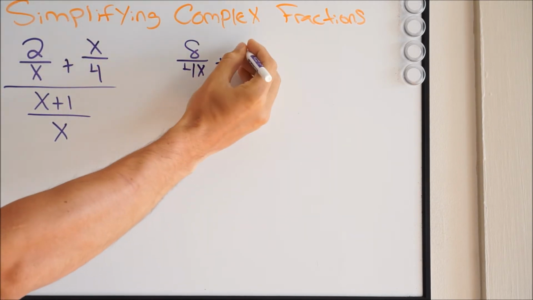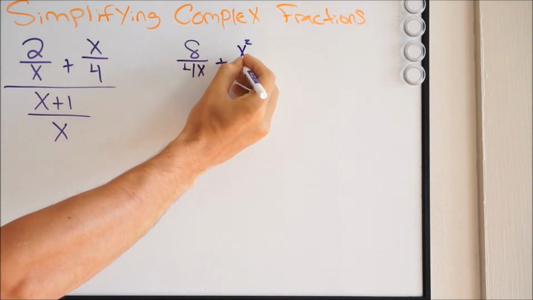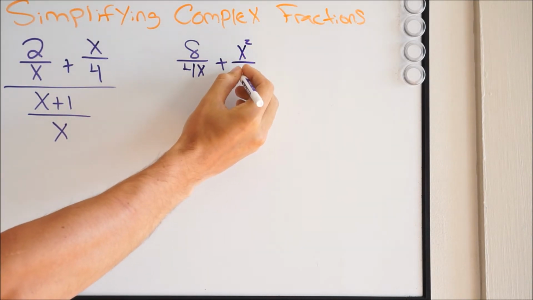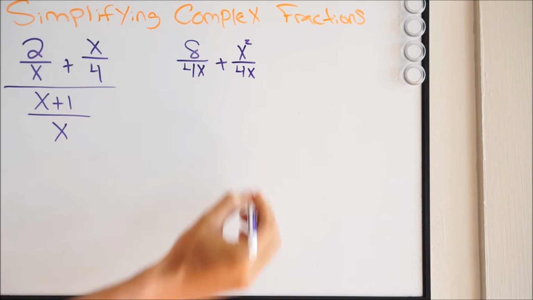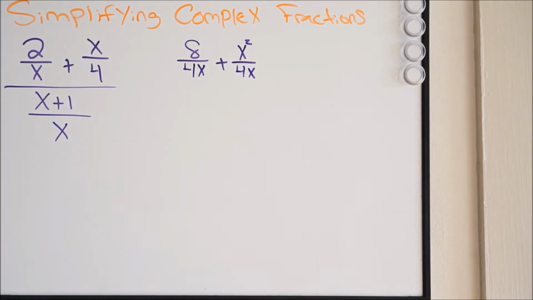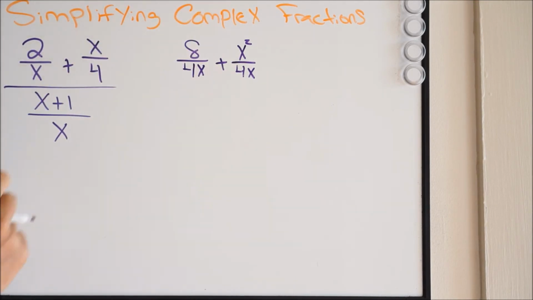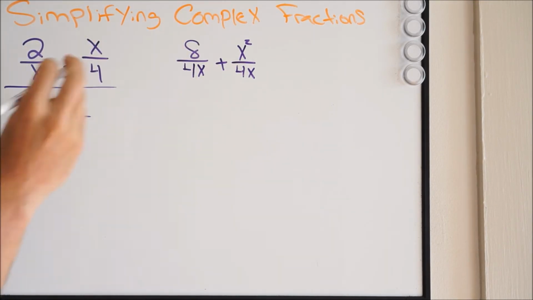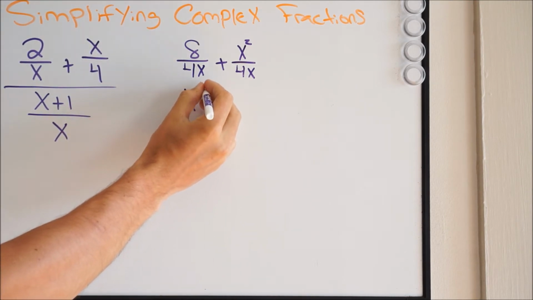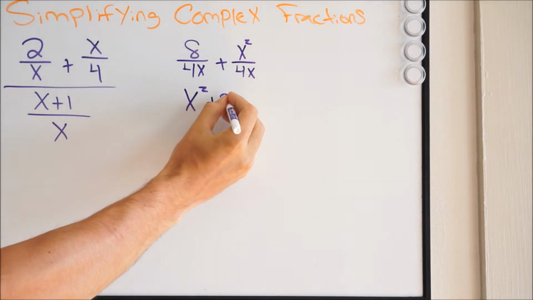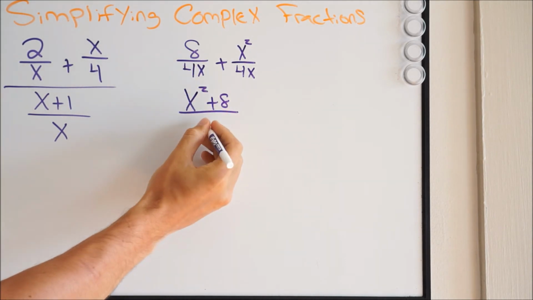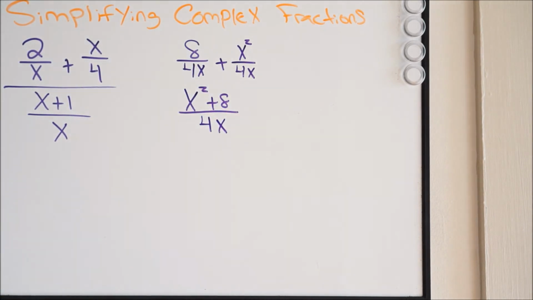Plus, here we said we're going to multiply by x. So now we'll have x squared all over 4x. At this point, we can see that we have the same common denominator. So what we can do is add the numerators. I'm just going to rewrite this, going from highest power to lowest: we'll have x squared plus 8, and this will all be over our common denominator, which is 4x.